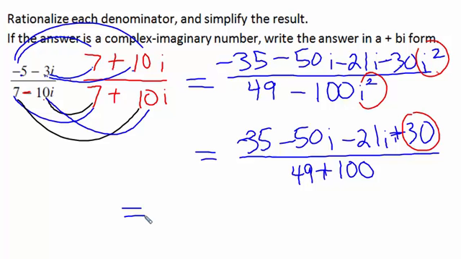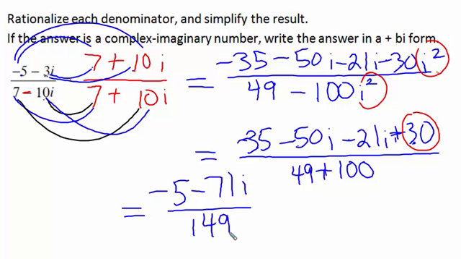Anyway, we can combine the like terms in the numerator. -35 plus 30 gives you -5 overall. And then -50i minus 21i gives you minus 71i when you combine the two middle terms. And on the bottom, when you add up the two terms in the bottom, you get 149. Now, we're almost there. I'm going to take this most recent step and start it on a new page here.